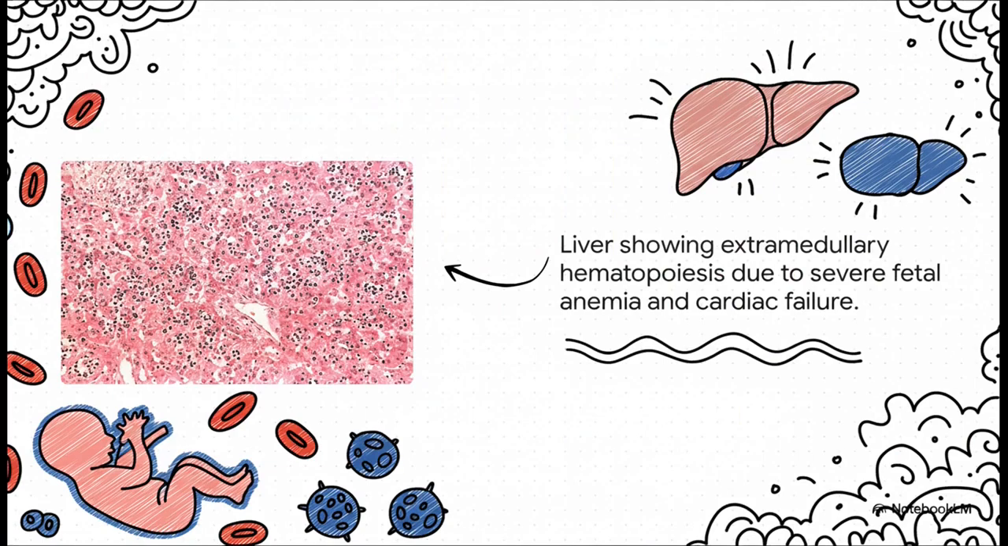Now look at this slide. This is a liver section. You see the normal pink liver cells, right? But look at all those little dark blue dots scattered everywhere. What are those? That, my friends, is extramedullary hematopoiesis. The body is so desperate for red blood cells that the liver and spleen are trying to make them outside of the bone marrow. It's the body's last-ditch effort.